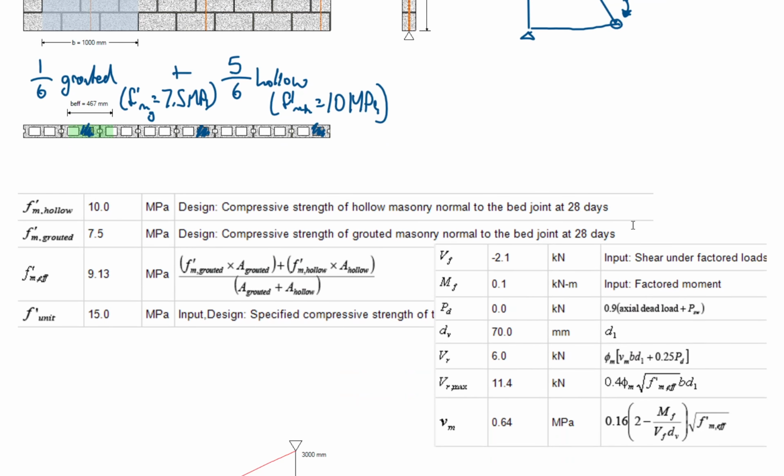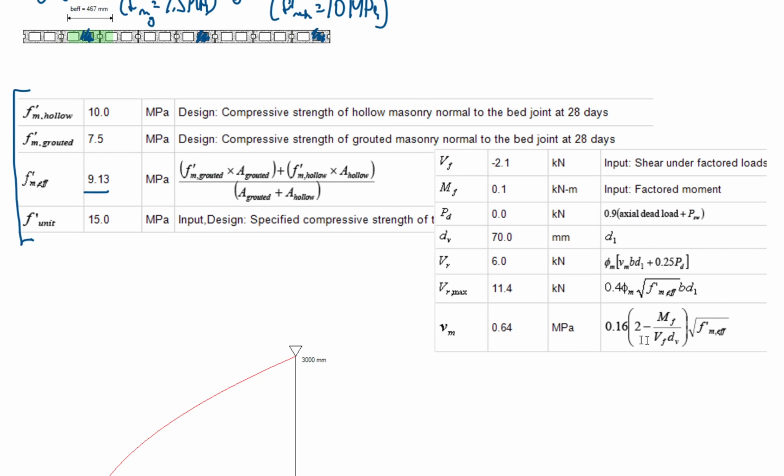And actually going down here, you'll see these are the F'm values that I mentioned, the 10 and the 7.5. But actually looking over here now, this is where we get into our actual shear results. And so you'll see we have our factored shear, our factored moment, and then down here we have the main things I want to point out. So here's our shear resistance, VR, of 6. I referred to that before.